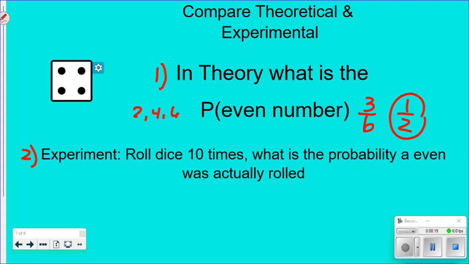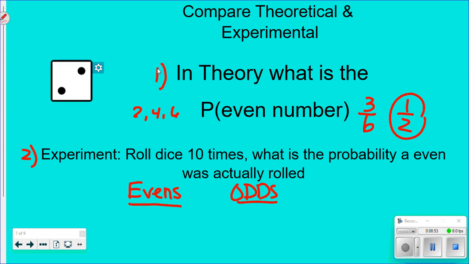So now I'm going to run an experiment. And it says roll a dice 10 times. What's the probability an even number was actually rolled? Well, if I know that half is in theory what should happen, if I'm going to roll my dice 10 times, in theory, I should get 5 even numbers when I roll. So I'm going to make just a little thing here because we're actually going to do this. So this is my evens, and we're going to do odds. Okay, so now this is me running an experiment.